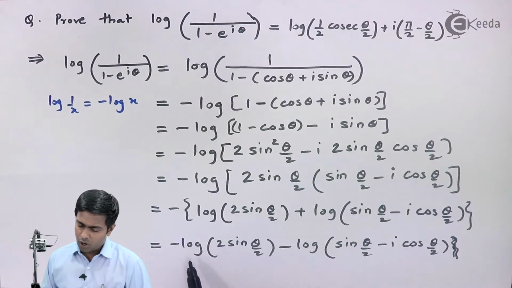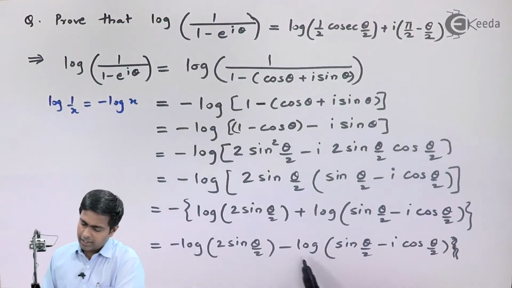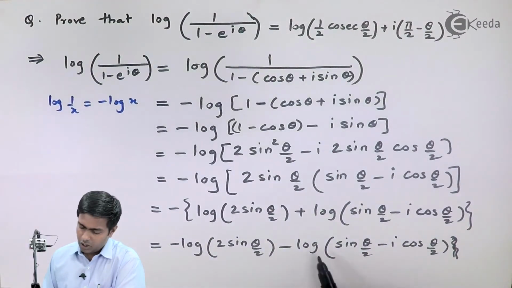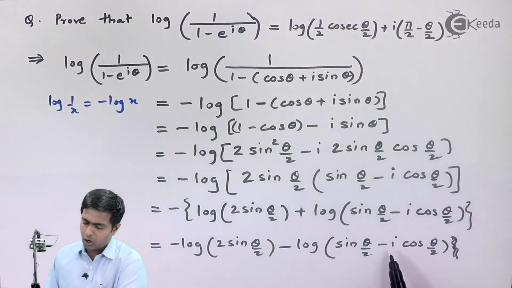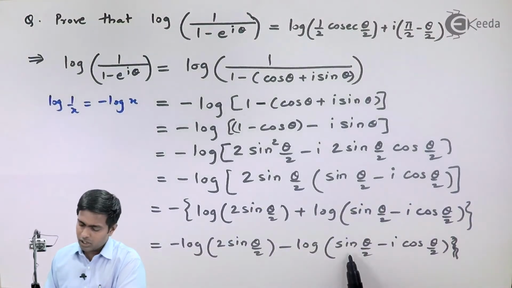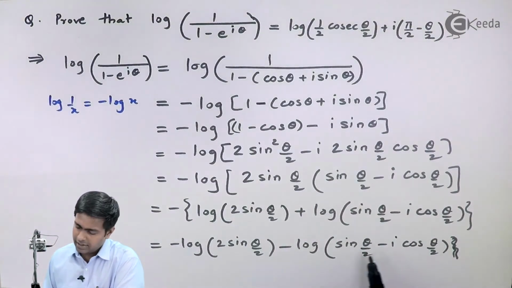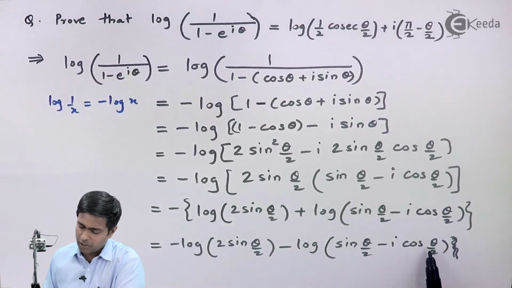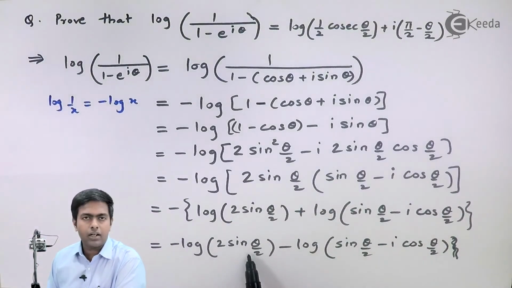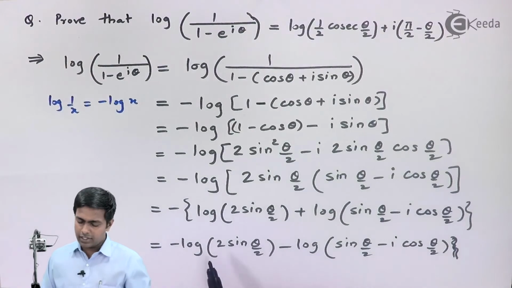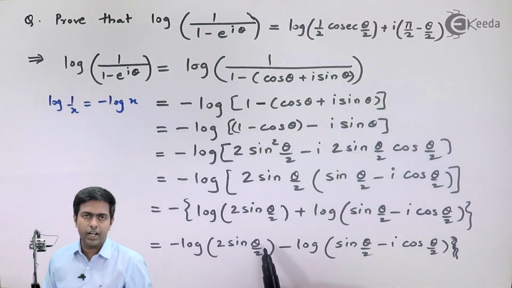Now let's solve one term. The second term is the logarithm of a complex number, but this complex number is not in the standard form, because we should get the cos term as the real part and the sin term as the imaginary part. So I'll change that accordingly over here. Similarly, if you see the first part, in the bracket we just have the real part. So this is the log of a real number.